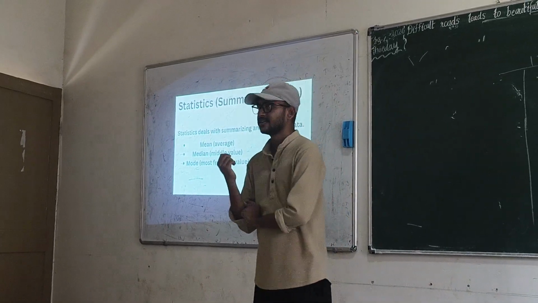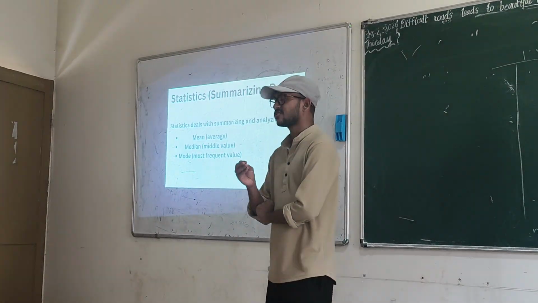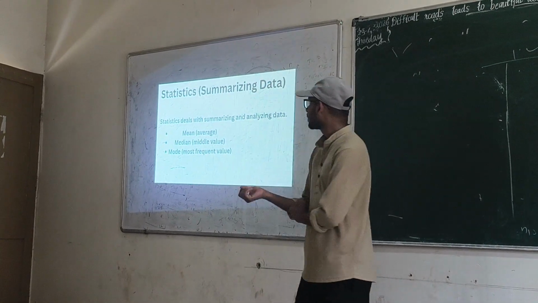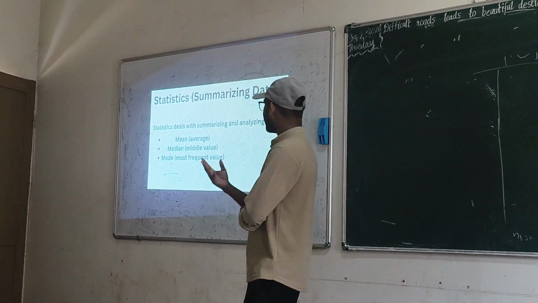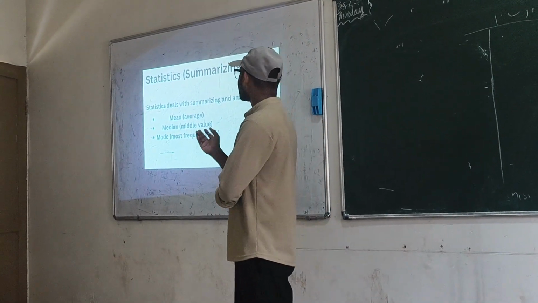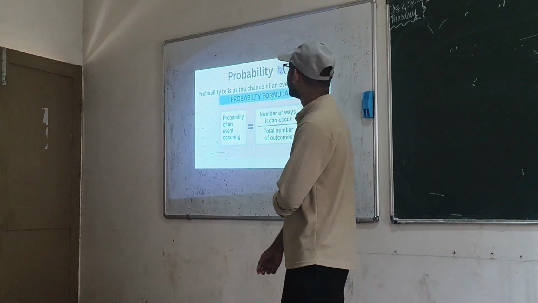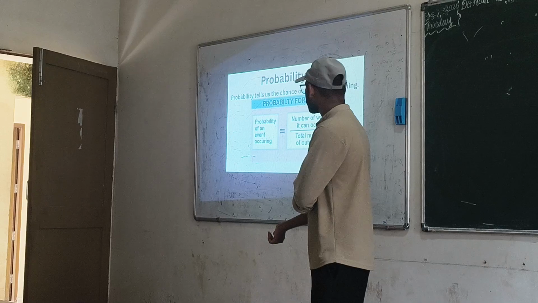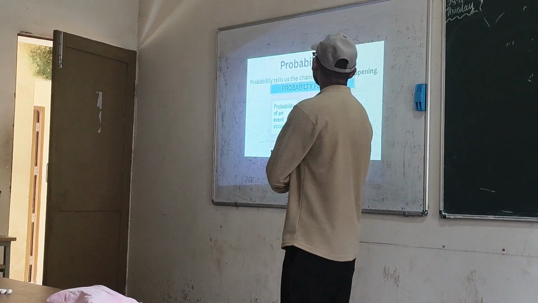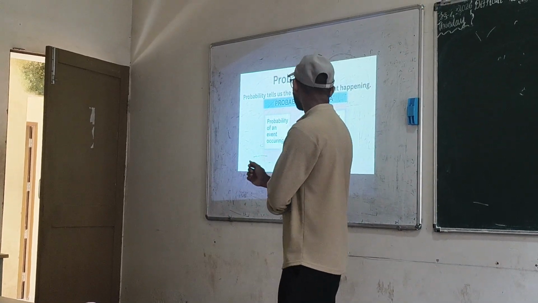In data management, data handling, in the process of data handling, you can also use statistics for the process of summarizing data by using mean, median, and mode. These statistics deal with summarizing and analyzing data. And in the process of data handling, you can also use probability, which tells us the chance of an event happening, with the formula: probability of an event occurring equals the number of ways it can occur divided by the total number of outcomes.